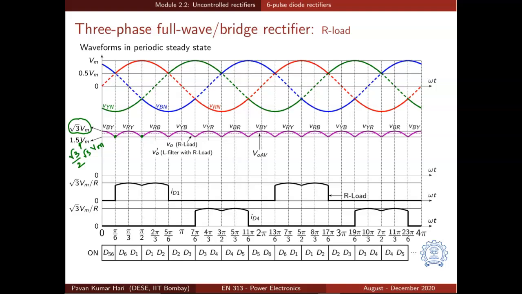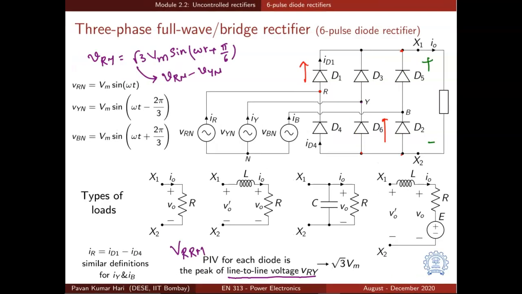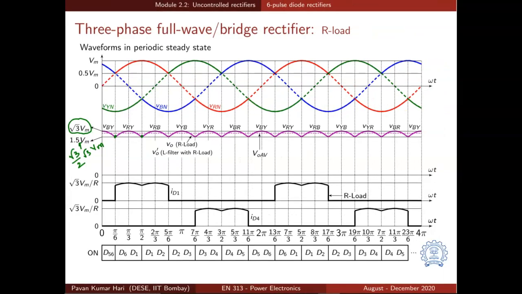And what else we are interested in apart from output voltage? We are interested in the input current, the current drawn from each sinusoidal source. And how do we get that current? That current can be obtained by looking at the diode currents. See, for example, IR is ID1 minus ID4 because of KCL. So we need to look at the diode currents D1 and D4.